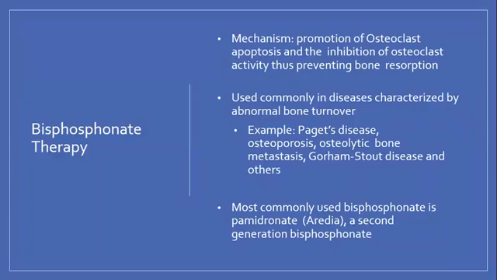Bisphosphonate therapy is a treatment used for Charcot. The mechanism is to promote osteoclast apoptosis and inhibit osteoclast activity, preventing bone resorption. It's used commonly in diseases characterized by abnormal bone turnover, such as Paget's, osteoporosis, osteolytic bone metastasis, Gorham-Stout disease, and others. The most commonly used bisphosphonate is pamidronate, or Aredia, and it's a second-generation bisphosphonate.